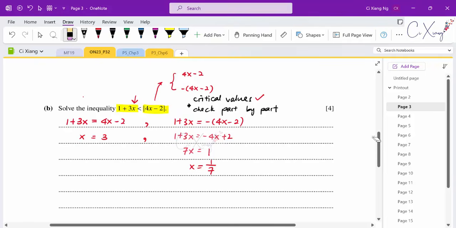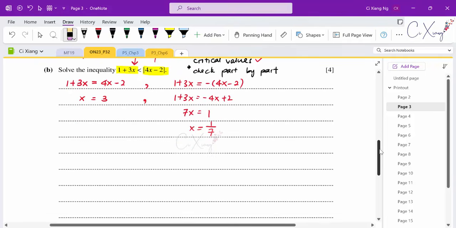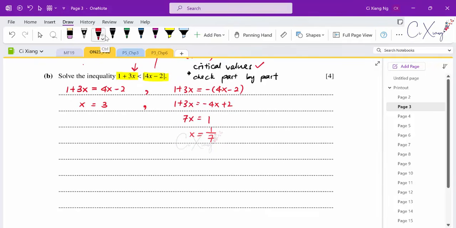So how do I get my answer part by part? Basically, I have two critical values here, so I will draw a number line to check more easily. I have 1 over 7 and 3. So I separate into three different parts: one part is x smaller than 1 over 7, one part is between 1 over 7 and 3, and one part is greater than 3. Then we'll check the answer here.